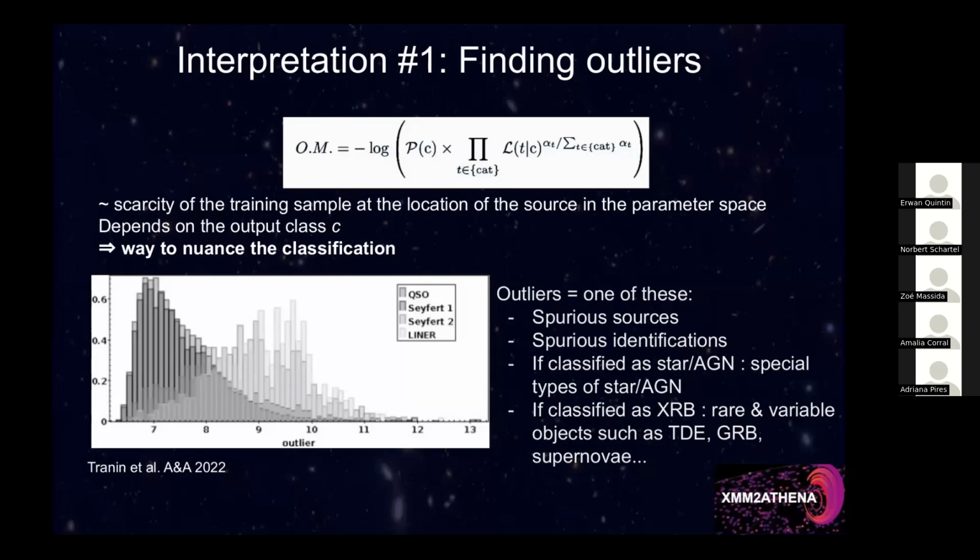So when you have an unclassified source with a high outlier measure, it can be a special type of AGN if it's classified as AGN, a special type of star if it's classified as star, and so on. But also, more often than not, spurious sources or spurious identifications have high outlier measures. So this can also be a way to understand the contamination of your sample.